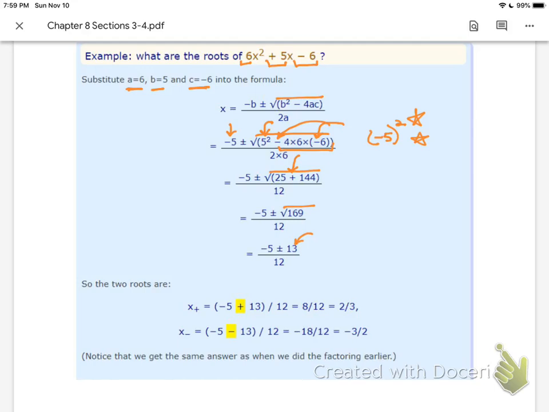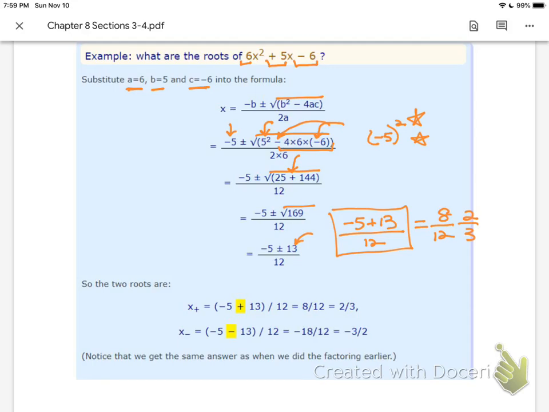Now, this is how we get our answer. You have negative 5 plus 13 all over 12. That's one answer. What is that? Negative 5 plus 13 is 8. So this is 8 over 12, which reduces to 2 over 3, which was one of our roots.